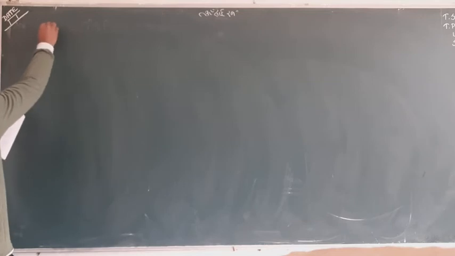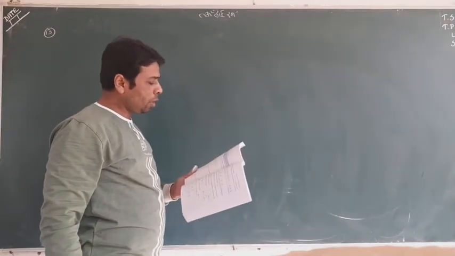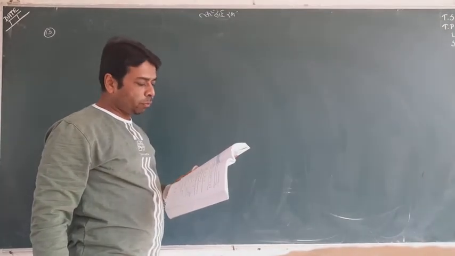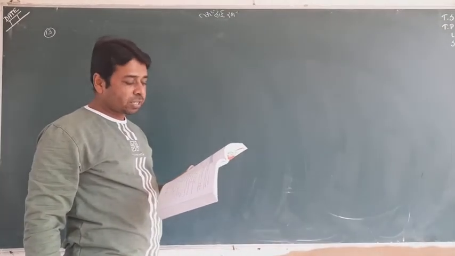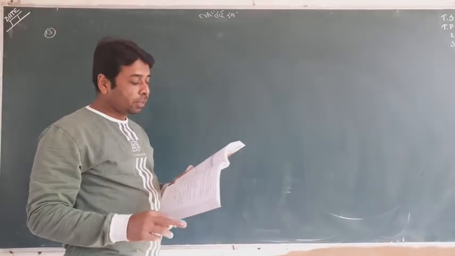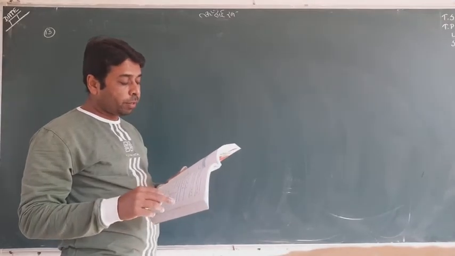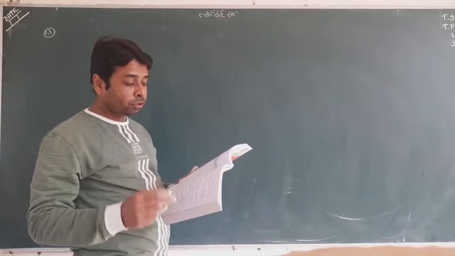One question I want to do here. Example number 30. Find the vector equation of the plane which is at a distance of 6 by root 29 from the origin point, and the normal vector of the plane from the origin is 2i minus 3j plus 4k.